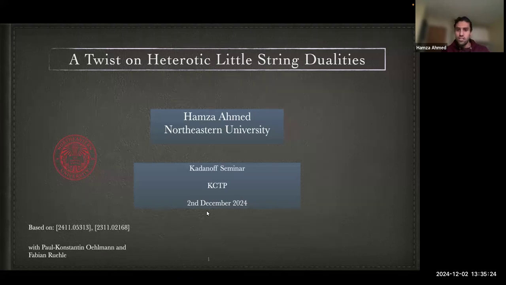So broadly today, I'll tell you about the heterotic little string dualities, and in particular, their T-dualities. And I'll explain what that means in a second. And sort of the landscape of these T-dual theories, more specifically in the context where we allow certain extra data, which in this case would be certain twists that, again, I will introduce in due time.